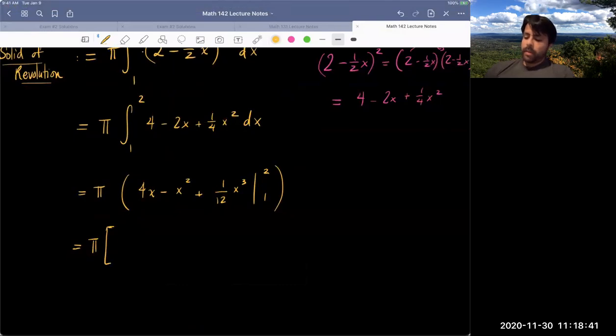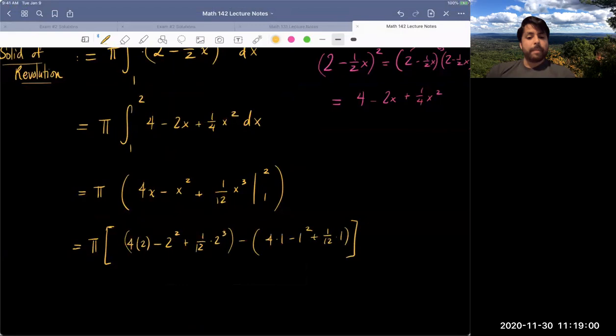And then we would plug in, right? 4 times 2 minus 2 squared plus 1/12 times 2 cubed. And all of this is being subtracted by 4 times 1 minus 1 squared plus 1/12 times 1, right? And then this becomes pi times, what? 8 minus 4 plus 8 over 12, minus 3 plus a 12th.